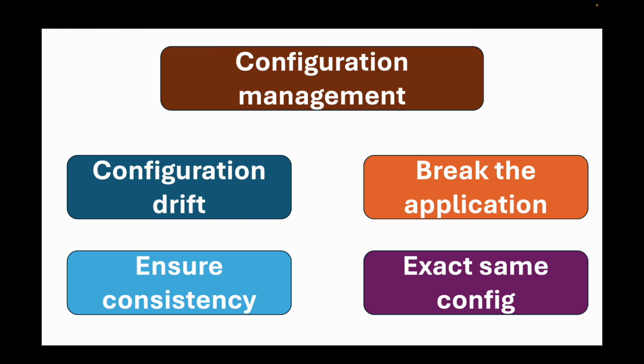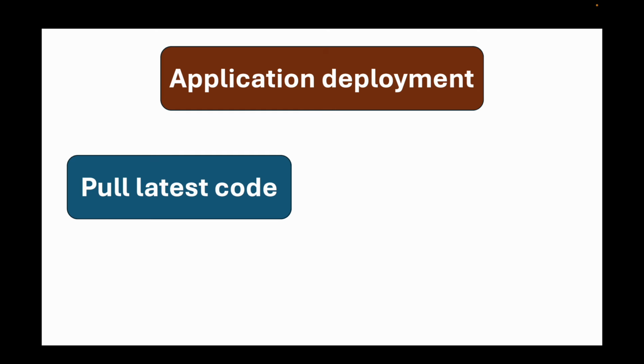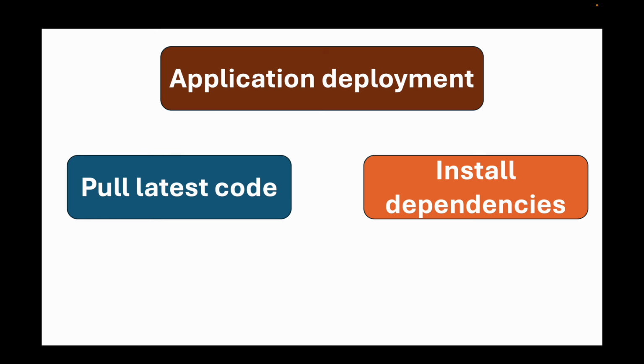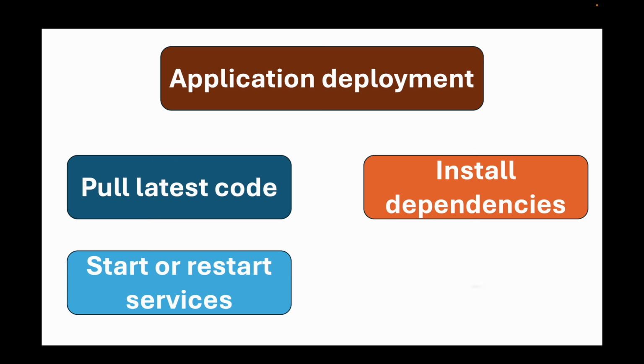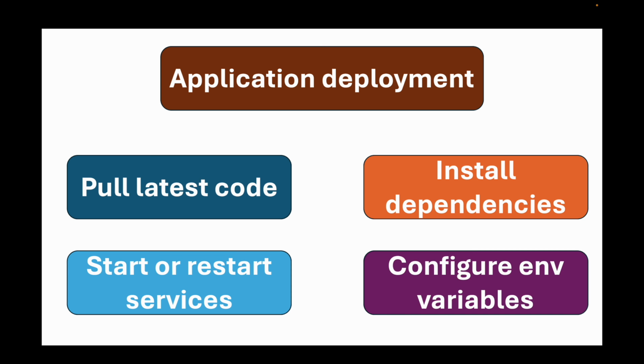The third practical way of using Ansible is your application deployment. So application deployment is one of the most powerful Ansible use cases. So for this, you can pull the latest code from your Git repository. You can install dependencies. You can configure environment variables. You can start or restart services. You can run database migrations, and all using a structured, repeatable process. So as an example, we will deploy a simple Python application using Ansible.